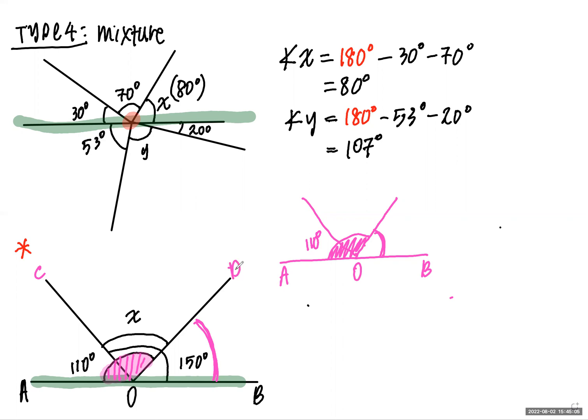So how to find D, O, B? Which is here, right? D, O, B. So how to find angle D, O, B? 180 minus 110. Clear so far? Anybody lost? So here is 70 degrees, right? DOB. So I know that here is 70 degrees. Clear so far? So that is the one in pink.